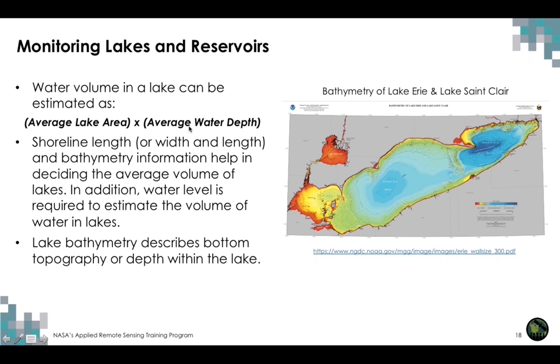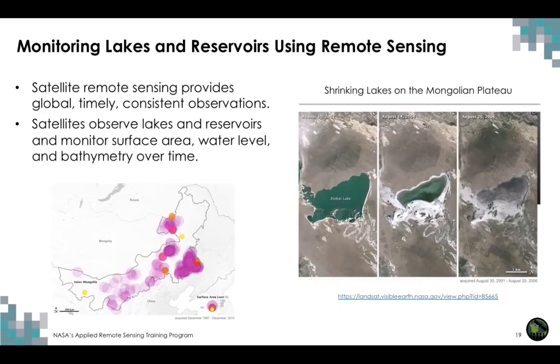Now, we just talked about how globally there are more than 1.42 million lakes and reservoirs. It is impossible to have in situ data measuring lake area or water level depth in all these lakes. So that's why remote sensing is useful for monitoring lakes and reservoirs. And there is one example shown here from Landsat satellite. So first of all, satellite remote sensing provides global, timely and consistent observations.